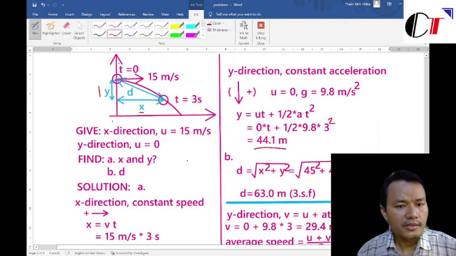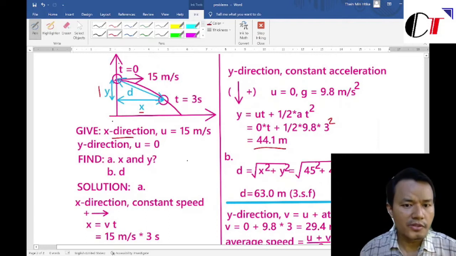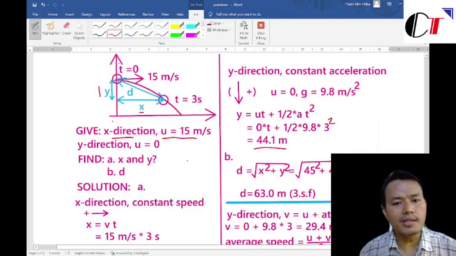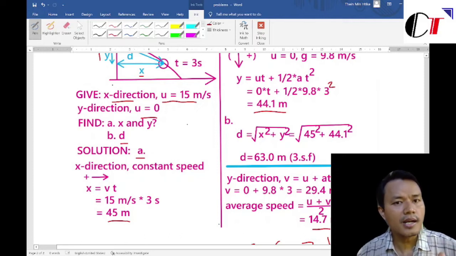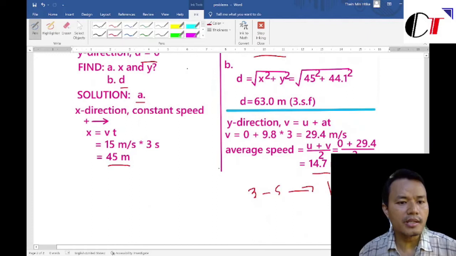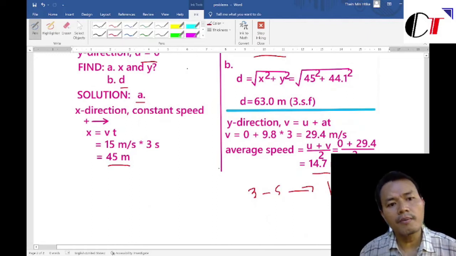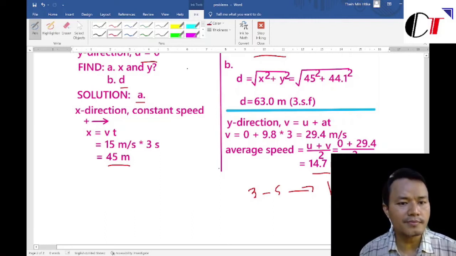So let's look at that. What is given in the x direction? This is the solution, right? u is equal to 15 meters per second. In the y direction, u is equal to 0. And you are asked to find x and y in part A, and in part B, you are asked to find d. So your solution in part A, in the x direction, is constant speed motion. We take going to the right as positive. The distance in the x direction is x equal to vt, so 15 meters per second times 3 seconds, you will get 45 meters.